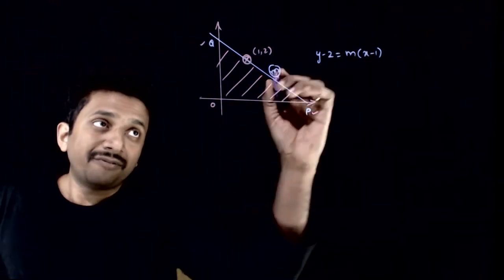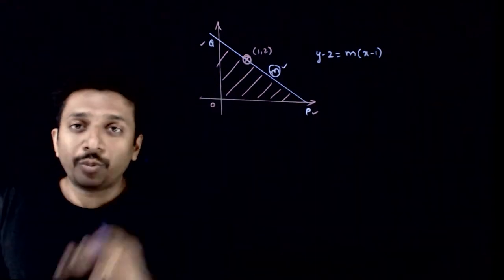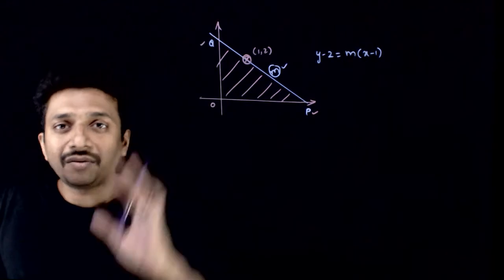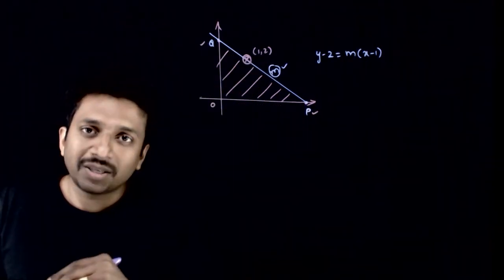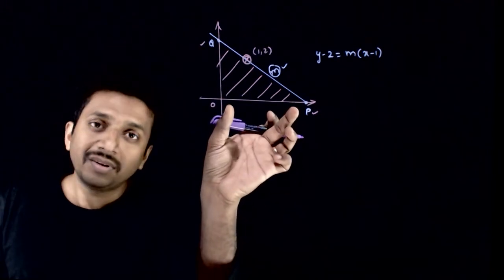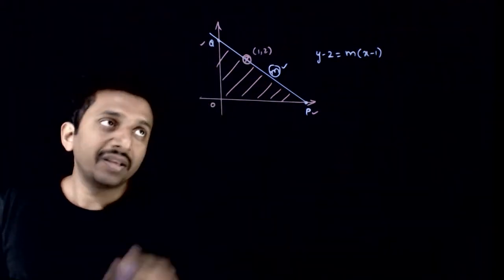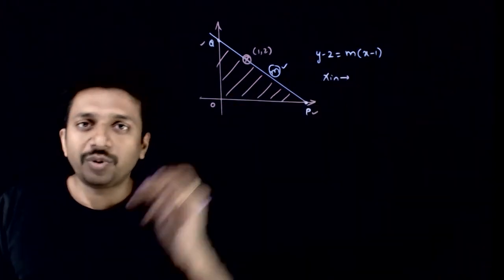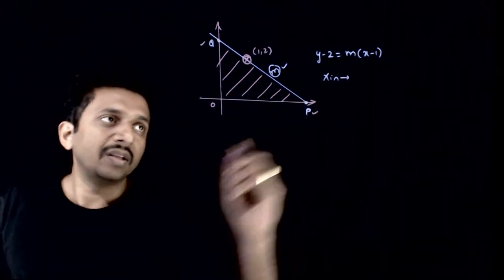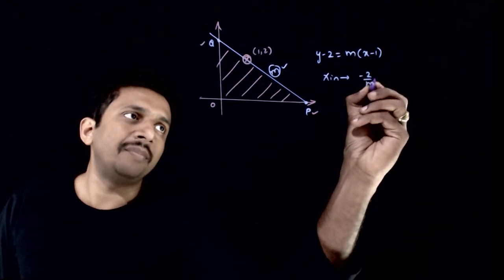Now, corresponding to the slope m, what is the area of this triangle? The area of this triangle depends on the x-intercept and y-intercept, right? Because the area is half into x-intercept into y-intercept. So what is the x-intercept of this? If I want the x-intercept, I just need to put y equal to 0. That is nothing but minus 2 by m plus 1.